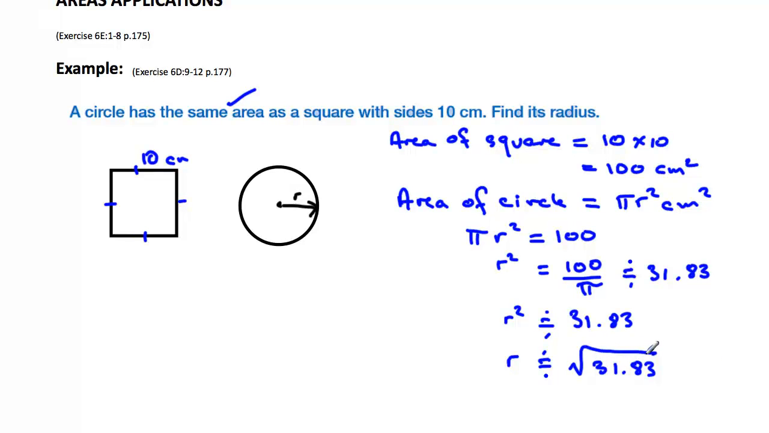Now, you know that when you take a square root of a number, it can be positive or negative. You think about it. The square root of 16 is 4, because 4 times 4 is 16, but so is minus 4. Minus 4 times minus 4 is 16 as well. So you can always get a positive and a negative answer when you take a square root. However, because we want a distance, we're not going to have a negative answer.